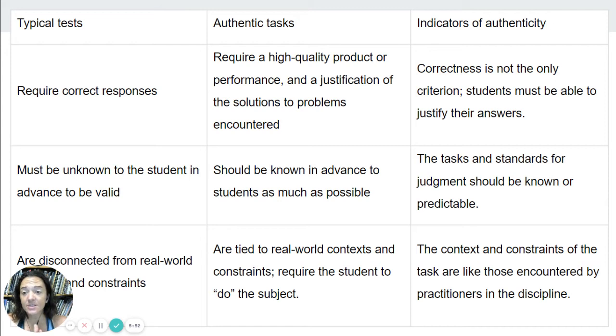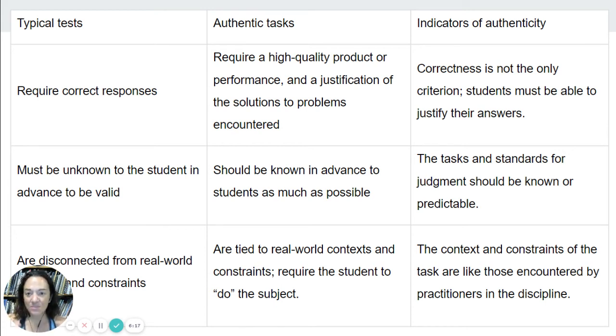Typical tests, there's this idea that it must be unknown to the student in advance to be valid. We're going to keep that test super secret and no one's going to see it, so it'll be really a hard surprise test. Why? This is kind of an arbitrary construction of the classroom that we've all just continued to go with. But I want my students to know what I'm testing. I don't want it to be a surprise when they see things on the test.